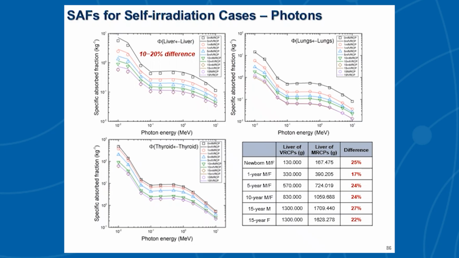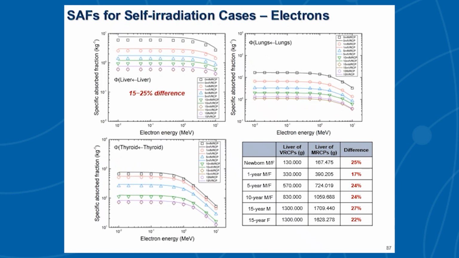These differences became even more pronounced in the electron SAFs. This issue in self-irradiation cases was recognized by the ICRP, and in the recently released ICRP Publication 155, the absorbed fractions were calculated using the voxel phantoms, but divided by blood-included organ masses in these cases to address this effect. Please note that the differences presented here do not reflect such a correction.